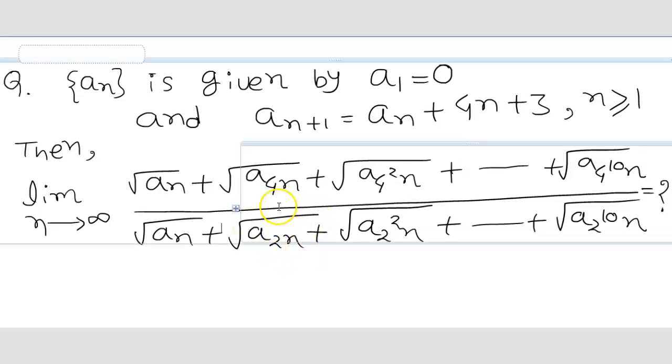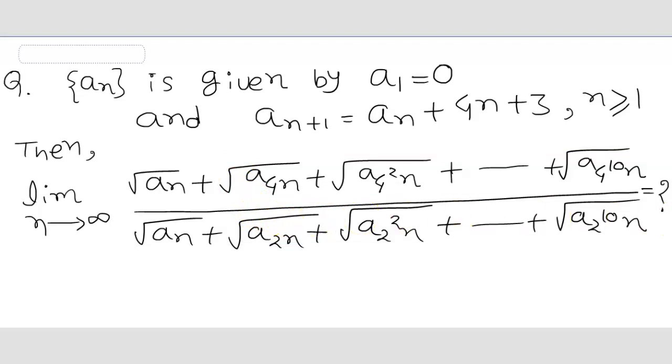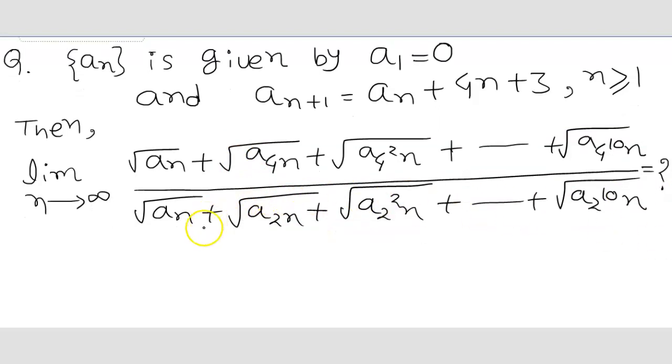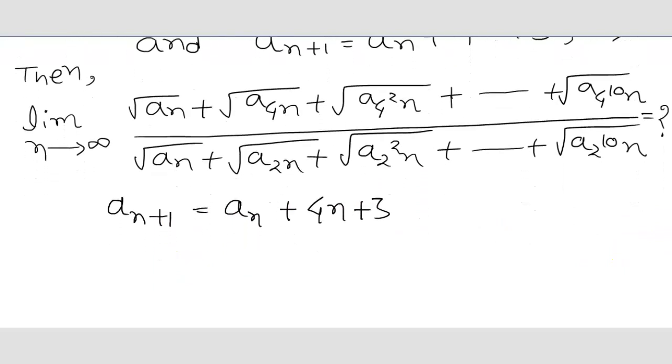Okay, so let's start with the recursion relation first. The recursion relation is given very simply by a_{n+1} = a_n + 4n + 3. That means if you know the nth term, then you can know the (n+1)th term too. That is, the (n+1)th term is completely dependent on the previous term.